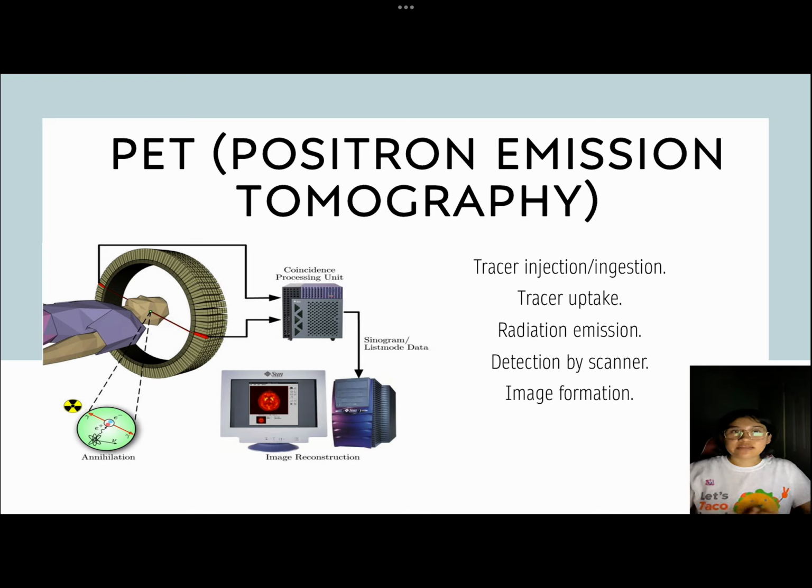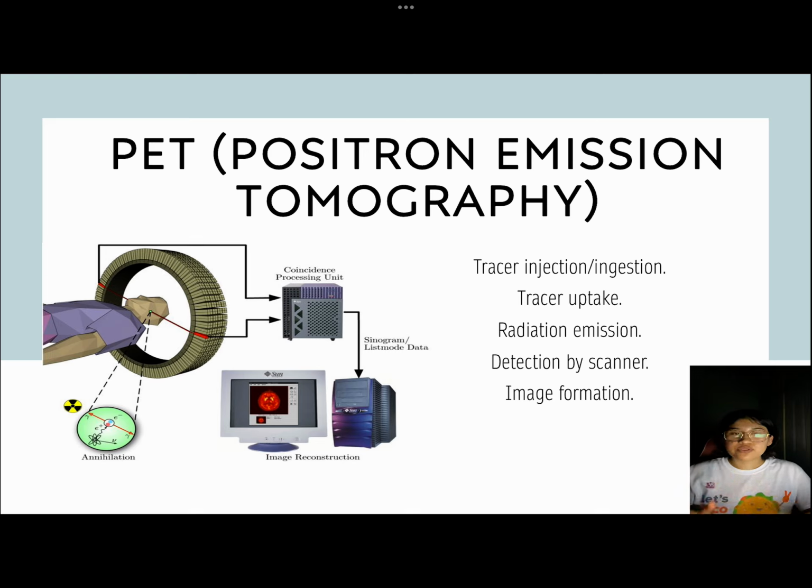Then, after the tracer uptake is done, they tell you to wait. Then the radioactive decay and positron emission occur as the isotopes are unstable. So these scans use radioactive isotopes and their instability. These isotopes emit positrons, which are positively charged electrons. Positrons are not found in the human body, and they are produced artificially for use in the PET scans. Then we have annihilation, when a positron encounters an electron and they annihilate together.